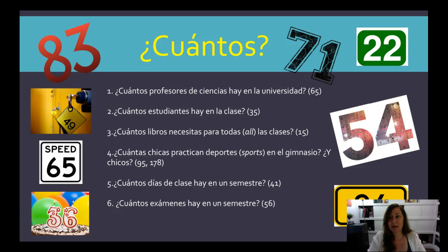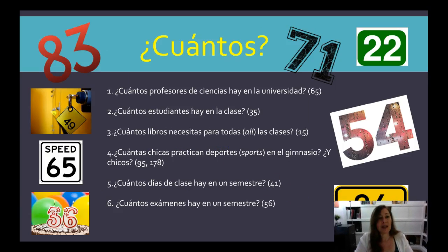Bien, vamos a practicar un poquito. Entonces, di los números en español conmigo. ¿Cómo se dice en español? 83. ¿Cómo se dice en español? 49. 65. 36. Aquí, 71.